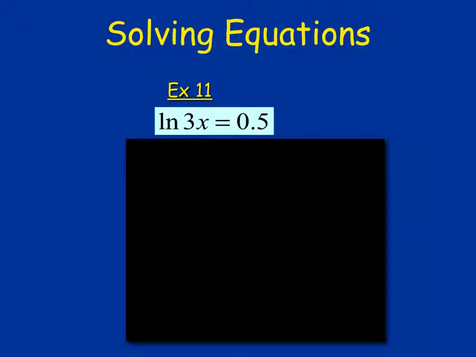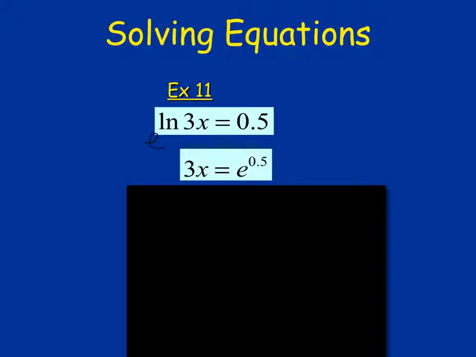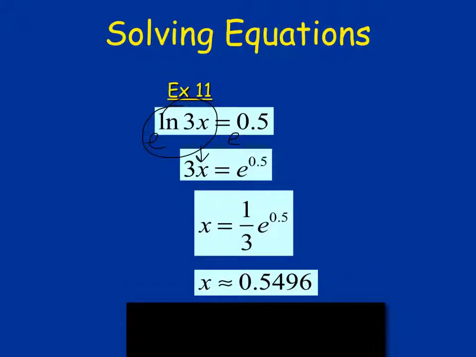Okay, again, this is going to be the exact same thing. We've seen this before. Natural logs are no different from common logs or logs of different bases. We just want to get x by itself, so we're going to raise both sides to the power of e. And when we do that, we end up with 3x, because if we raise both sides to the power of e, that expression becomes that. And then we can divide both sides by 3, and we end up with x equal to 1/3 e to the 0.5, and on your calculator that comes out to that number. Okay?